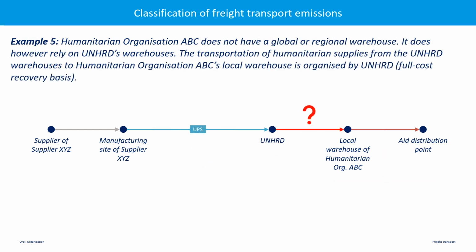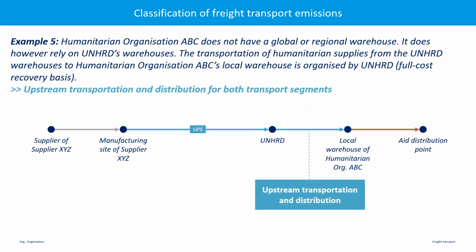Example 5. Let's now imagine that humanitarian organization ABC does not have a global or regional warehouse. It does, however, rely on UNHRD's warehouses. The transportation of humanitarian supplies from the UNHRD warehouses to humanitarian organization ABC's local warehouse is organized by UNHRD on a full cost recovery basis. So what's the emissions category here for the transport between the UNHRD warehouse and the local warehouse of humanitarian organization ABC?